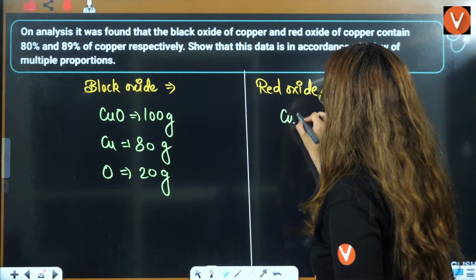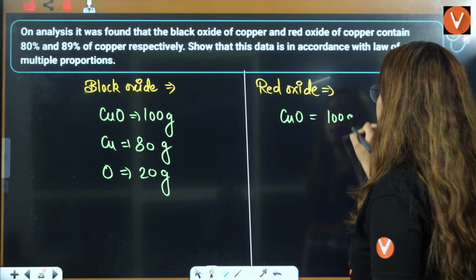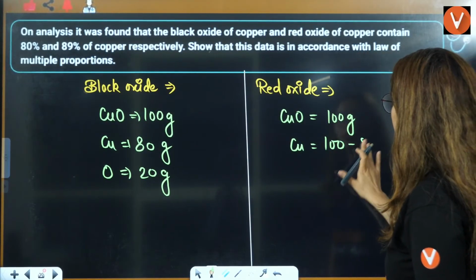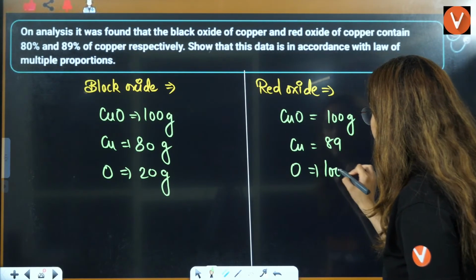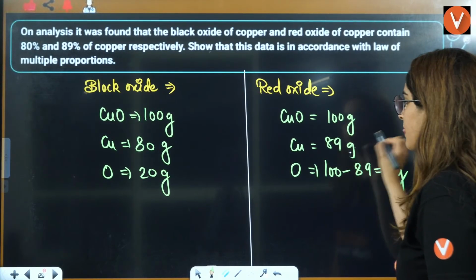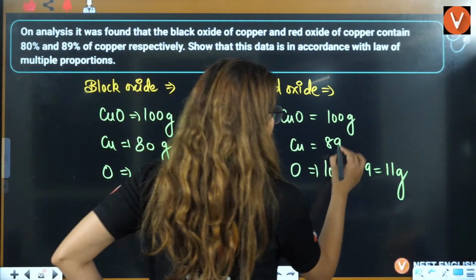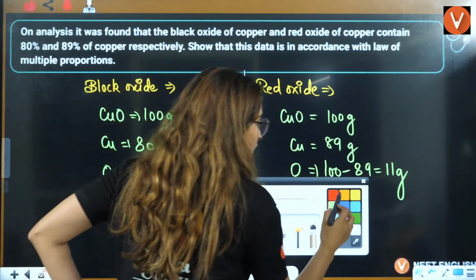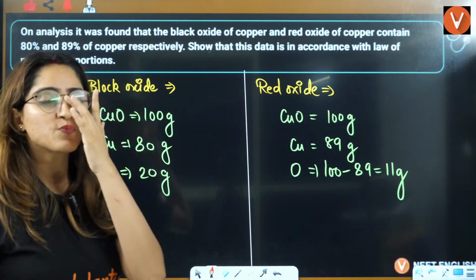Here, if I take copper oxide, it is, let's say, 100 gram. Here, copper is going to be 89, and oxide is going to be 100 minus 89, that is nothing but 11 grams. Okay, is that clear? Now, if you see this here, we have black oxide, red oxide. Now you have to tell that this is multiple proportion.